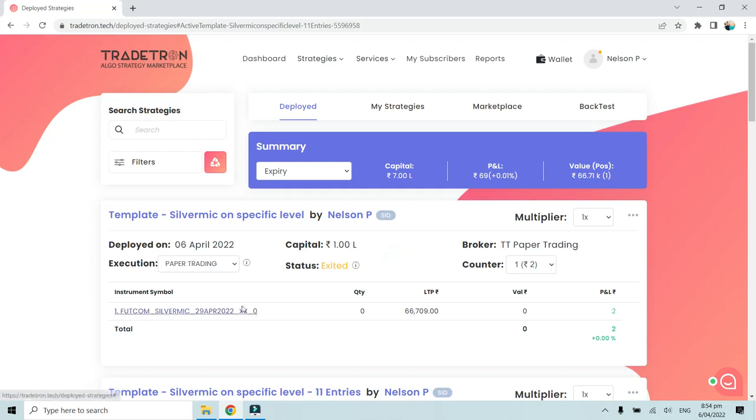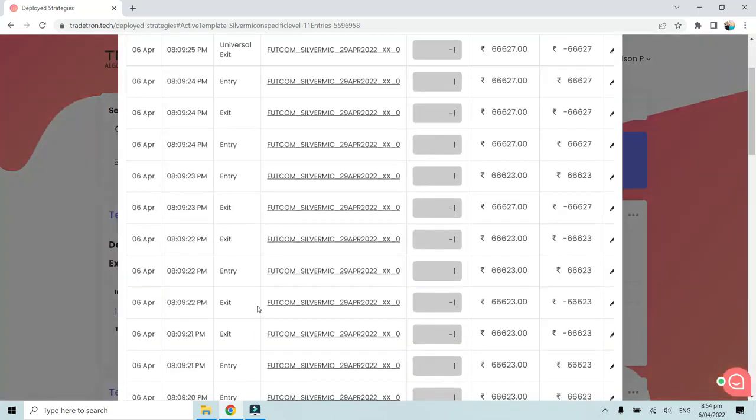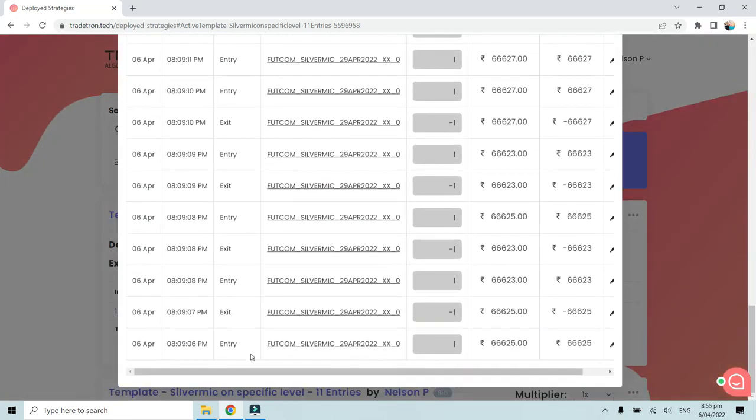As we can see over here, this was deployed today itself, and we will see the trades that have happened in this strategy. Over here, as you can see, the first entry happened at 8:09 p.m. in future silver micro, and within 1 second this strategy got exited. One future of silver micro was bought at 66,625 at 8:09 p.m. and 6 seconds, whereas it got exited the very next second.